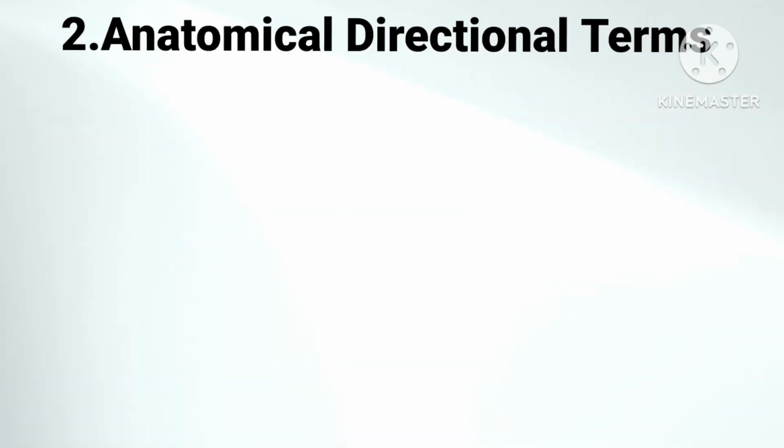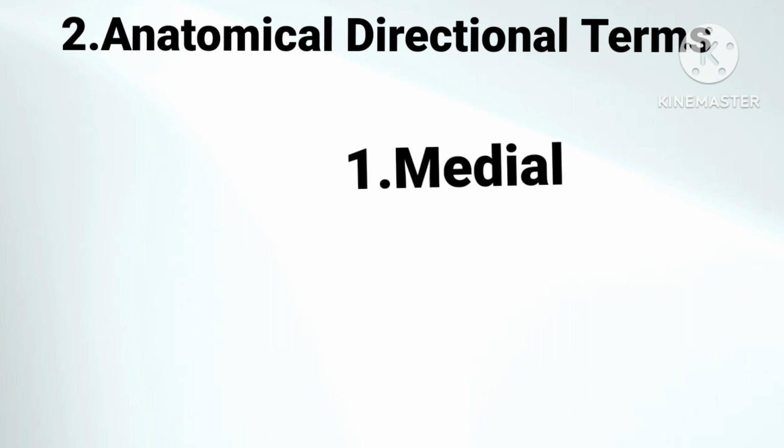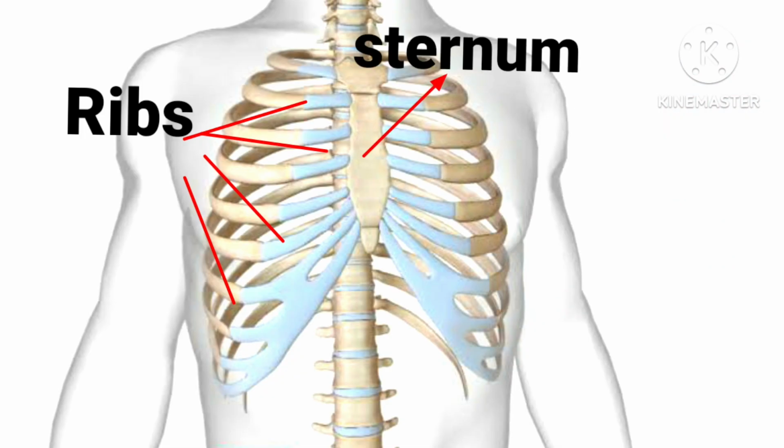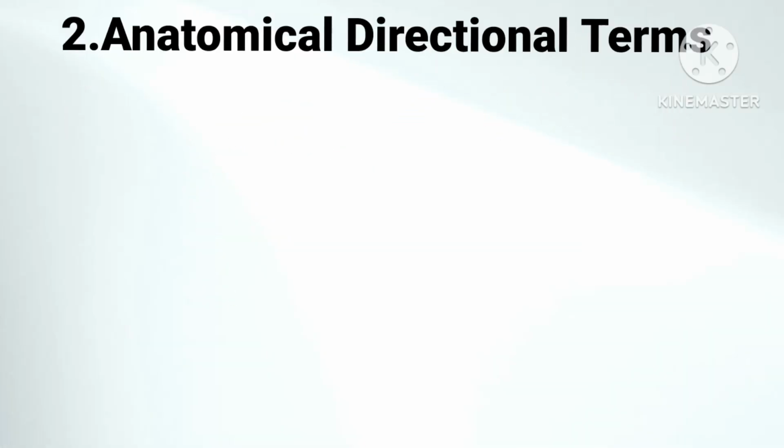Now let's go to the anatomical directional terms. The second category of the term is the anatomical directional terms. These are medial. Medial means towards the body or towards the sagittal plane. For example, between your ribs and your sternum, which one is more close to the sagittal plane here? No doubt it's the sternum. So you can say your sternum is medial to your ribs.